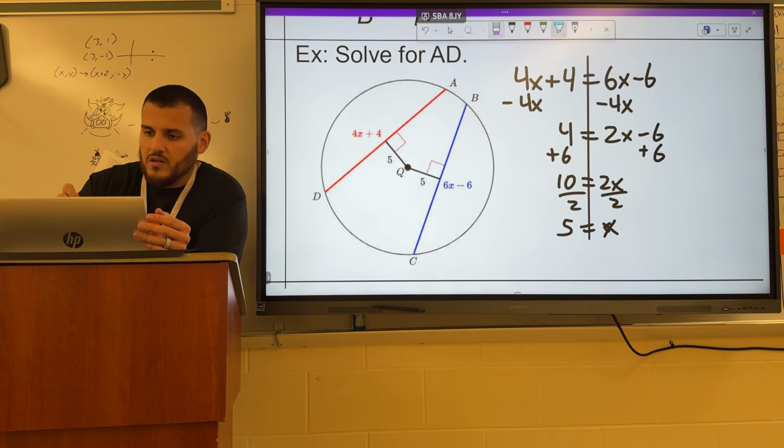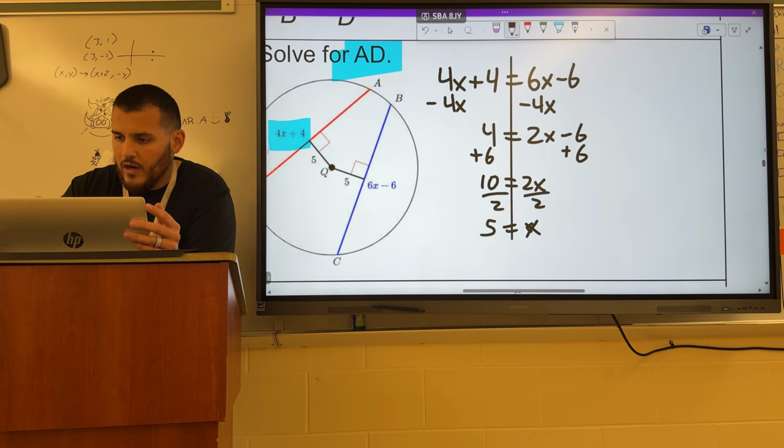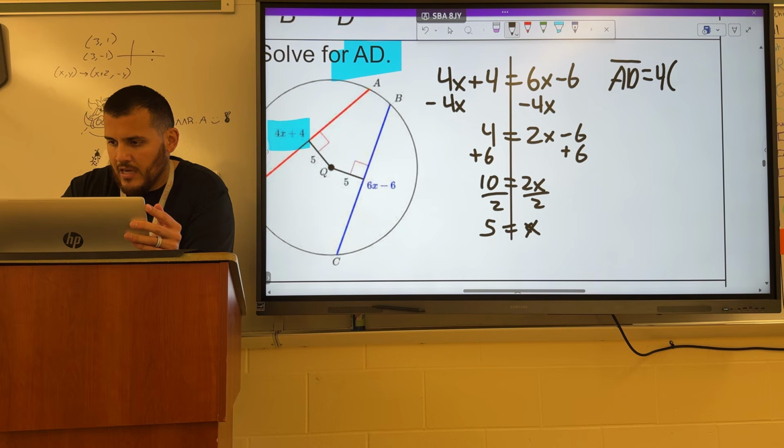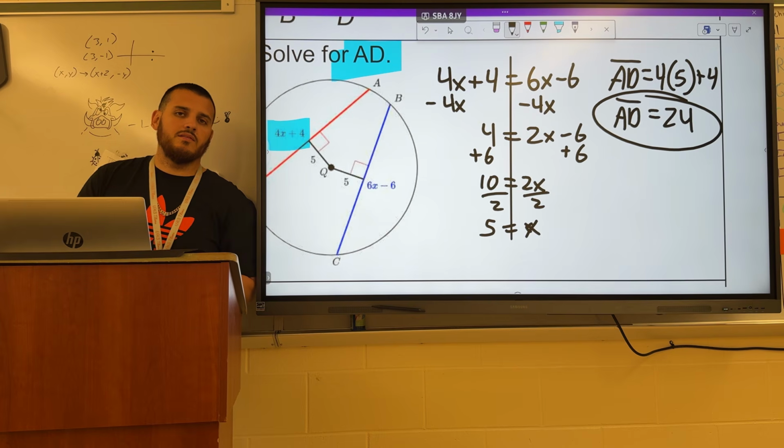That's not the answer to the question, because we're asked how long is AD. So we now need to plug that 5 into the 4x plus 4. So AD equals 4 times x, which we know is 5, plus 4. 4 times 5 is 20, plus 4 gives me 24 for the length of AD.